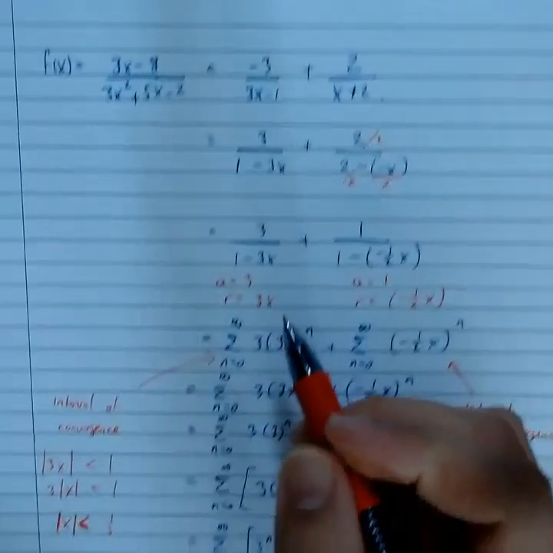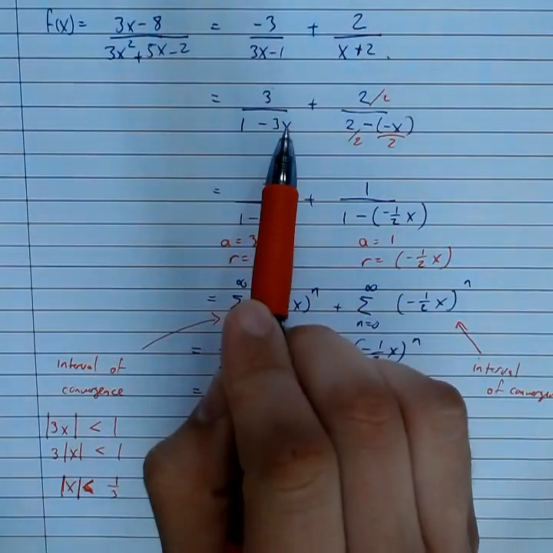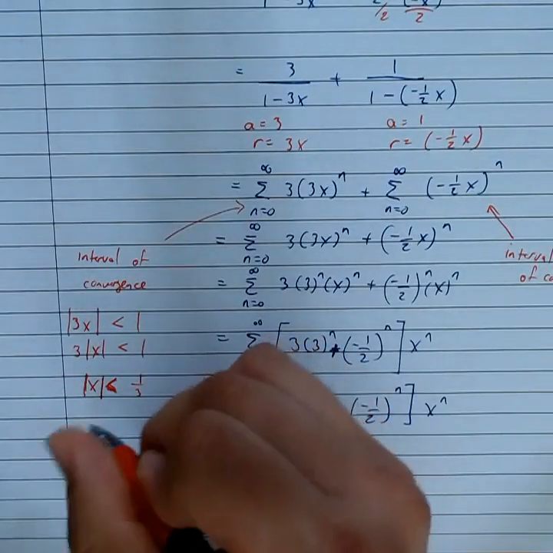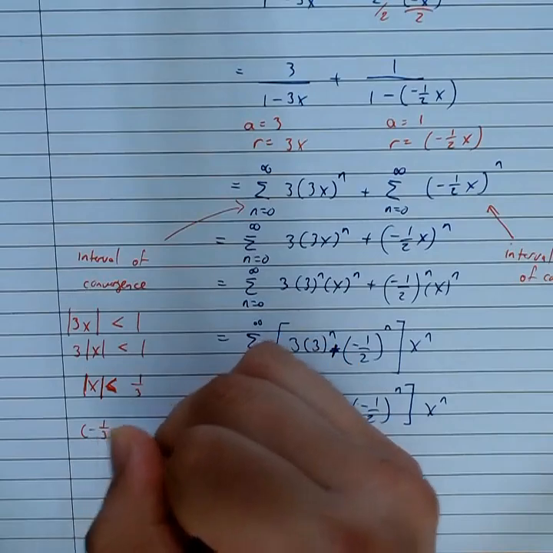That was from the very beginning. All of our functions are centered at 0. So then from 0, I want to go 1/3 of a unit in either direction. So from -1/3 to 1/3.